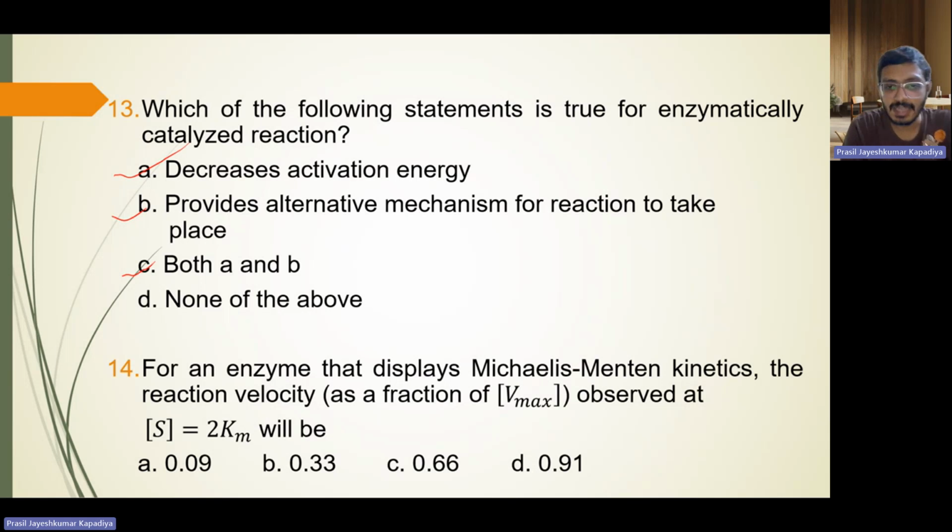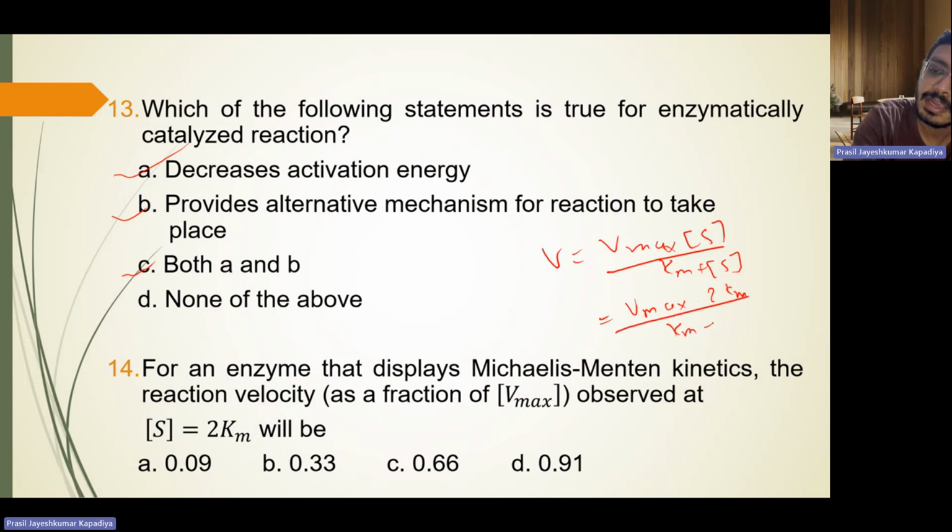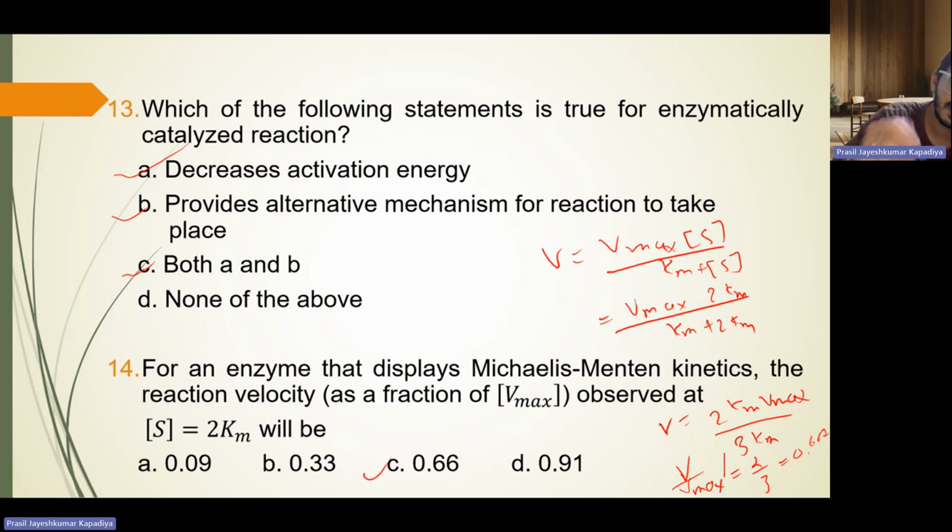Now this one, for an enzyme that displays Michaelis-Menten kinetics, the value of reaction velocity observed at S equal to 2 Km. My equation is V is equal to Vmax into S divided by Km plus S. So what is S? S is equal to 2 Km. So I will put S is equal to 2 Km divided by Km plus 2 Km. My value of V is equal to 2 Km Vmax divided by 3 Km. So my value of V as a fraction of Vmax is nothing but 2 by 3, that is nothing but 0.667. My correct answer is answer C, 0.66.